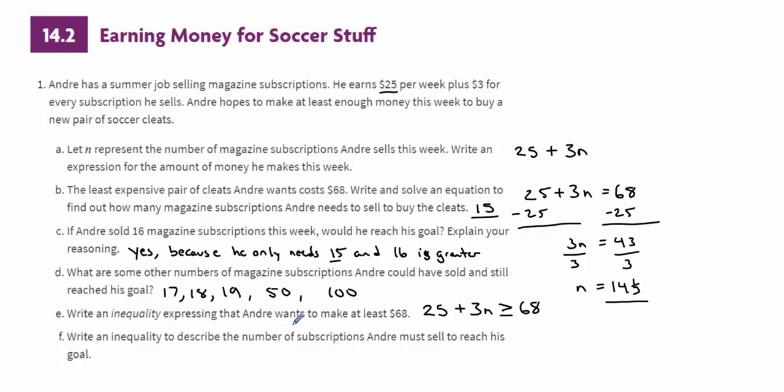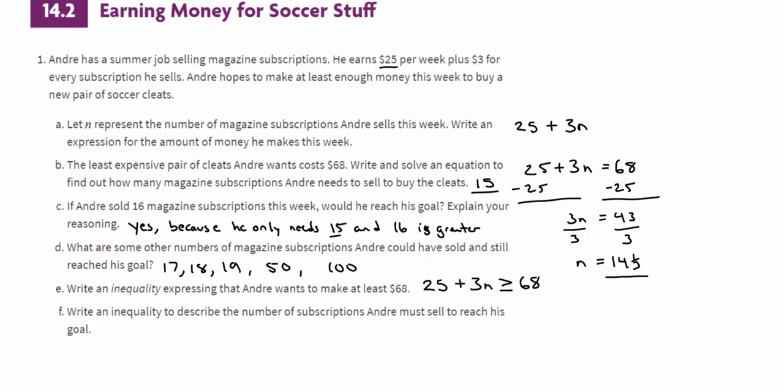Write an inequality to describe the number of subscriptions Andre must sell to reach his goal. So the amount of money he must make to reach his goal, what is his goal? To buy a new pair of soccer cleats. So 25 plus 3n has to be greater than or equal to his goal.